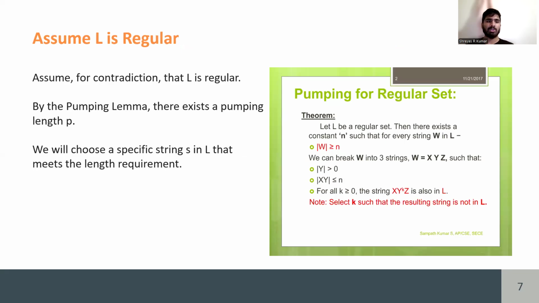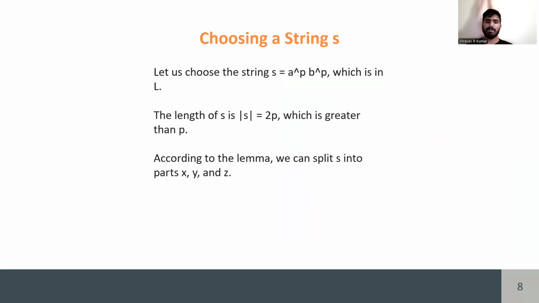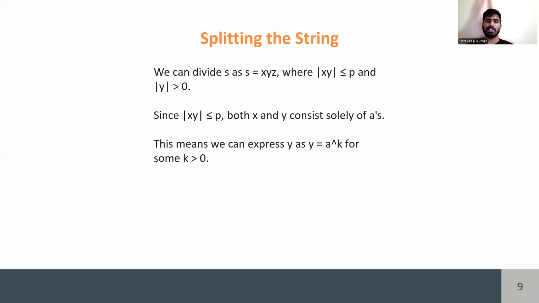So for contradiction, let's assume that L is regular. By the pumping lemma, there exists a pumping length p. We will choose a specific string s in L that meets the length requirement. Choosing a string S: let us choose S equals a^p b^p, which is in L. The length of S is 2p, which is greater than p. According to the lemma, we can split S into parts X, Y, and Z. Now splitting the string, we can divide S as S equals XYZ, where the length of xy is less than or equal to p and the length of y is greater than 0.